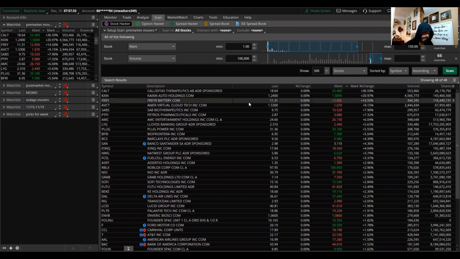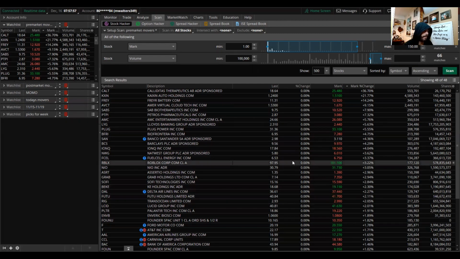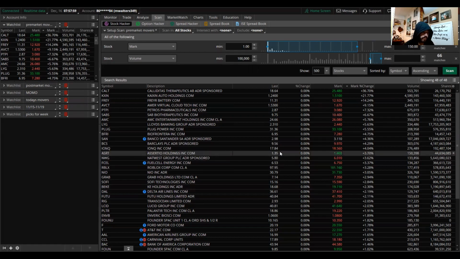So this is my scanner. It is so simple. This is the only criteria that I use. This is scanning the entire market, taking out all the stocks that are trading under 100,000 shares. This is pre-market. As pre-market goes, the amount of stocks that pop up on here are going to be a lot more than they were an hour ago.